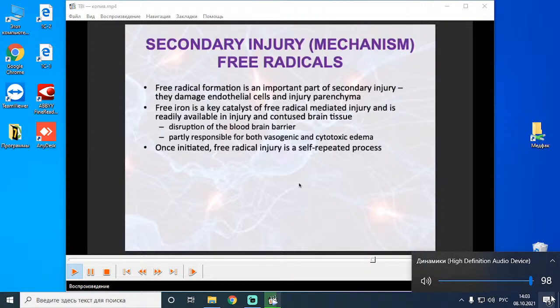Free radicals. Free radical formation is an important part of secondary injury. They damage endothelial cells and injure parenchyma. Free iron is a key catalyst of free radical mediated injury and is readily available in injured brain tissue. Disruption of the blood-brain barrier is partly responsible for both vasogenic and cytotoxic edema. Once initiated, free radical injury is a self-repeating process.